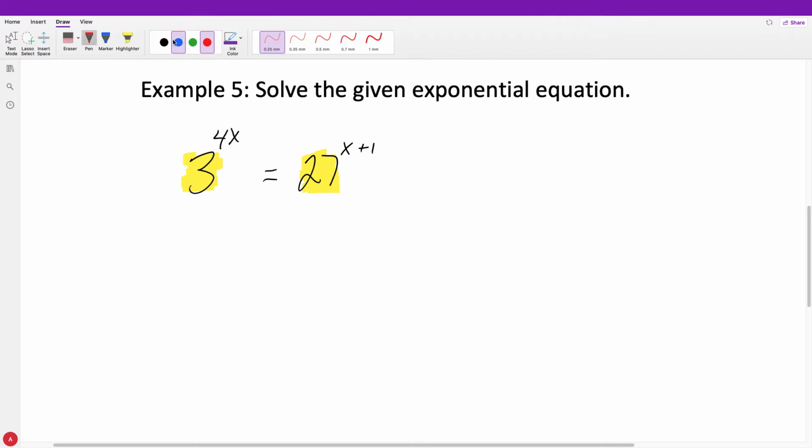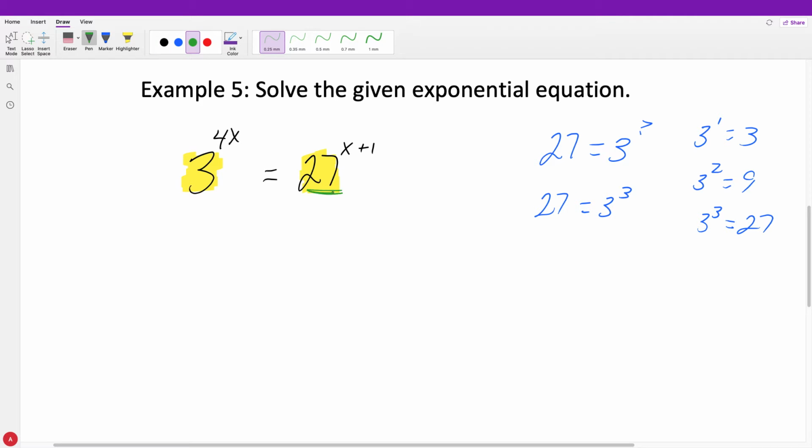So when they don't match, I look at the larger number and say, can I rewrite 27 as 3 raised to some power? Well, 3 to the first power is 3. 3 squared is equal to 9. And 3 cubed is equal to 27. So yes, I can. I can rewrite 27 as 3 cubed. So where I see 27, I'm going to substitute it as 3 cubed.